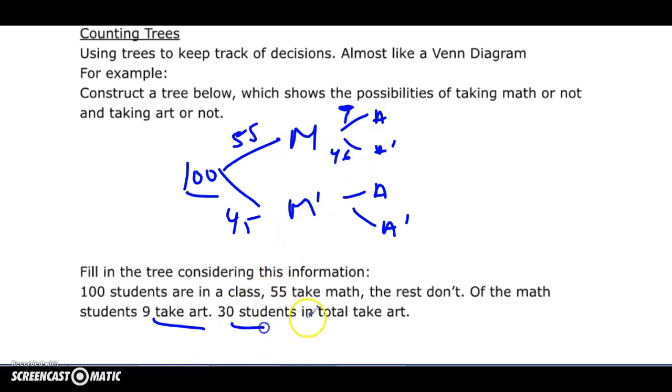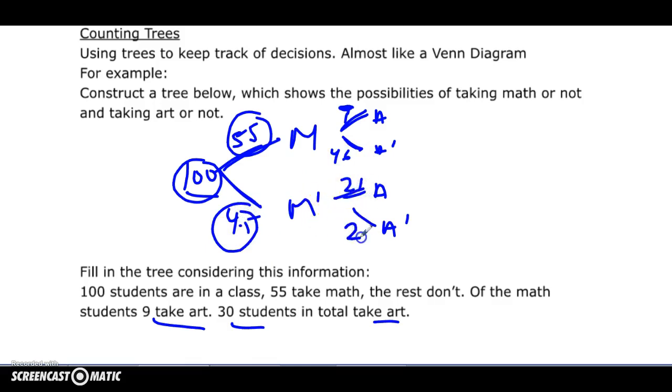And it says that 30 kids in total take art. Well, 9 are here, so that would make 30 subtract 9, 21 here. And this is 45, 21 goes here. So how this works is 100 is split up into 55 and 45. This 55 is now split up into 9 and 46. This 45 is now split up into 21 and 24.